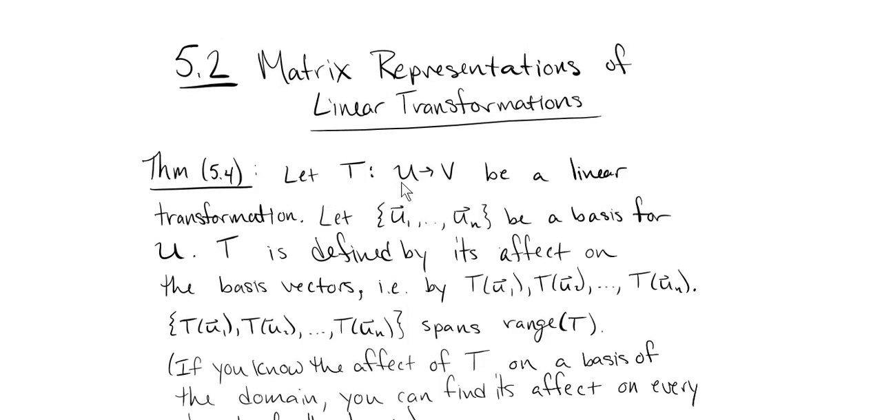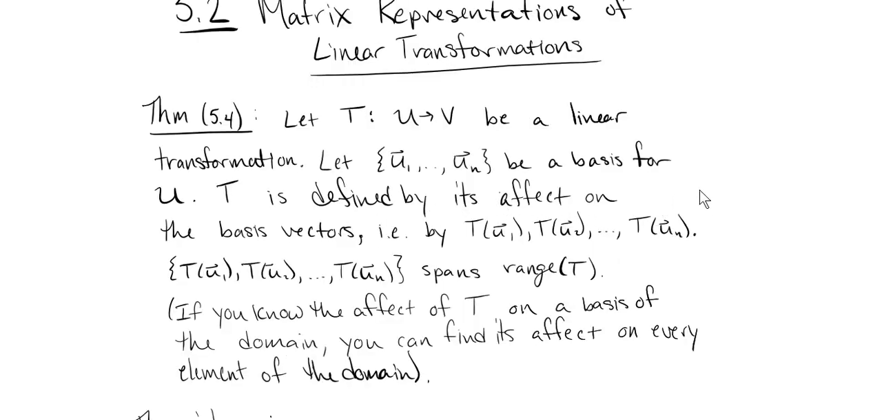Let T be a linear transformation, taking elements of U to elements of V. Let U1, U2, all the way through UN, this set of U vectors, be a basis for that vector space U, the domain space. What we really want to say is that this transformation T is defined completely by its effect on the basis vectors of U, of this domain. So in other words, by the vectors T of U1, T of U2, all the way out to T of UN, right? The effect of our transformation on these U vectors.